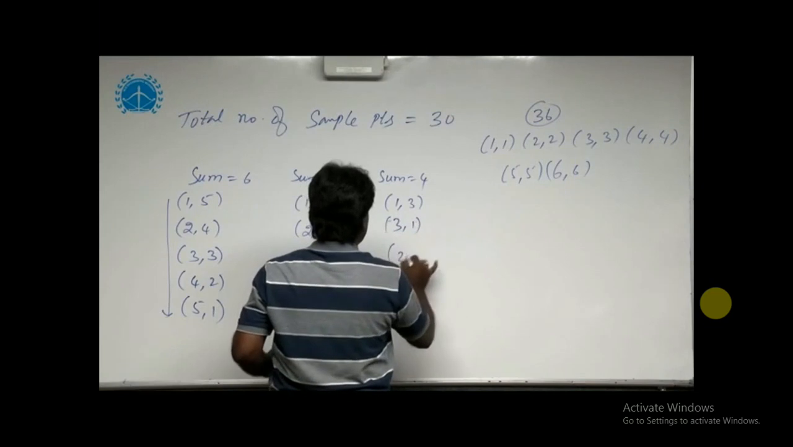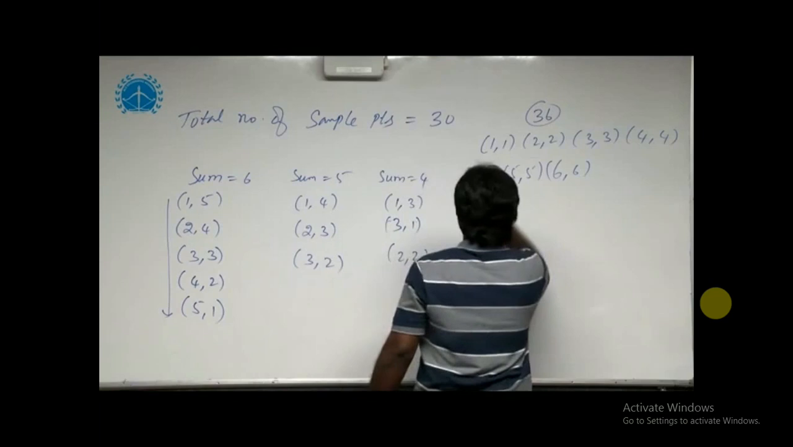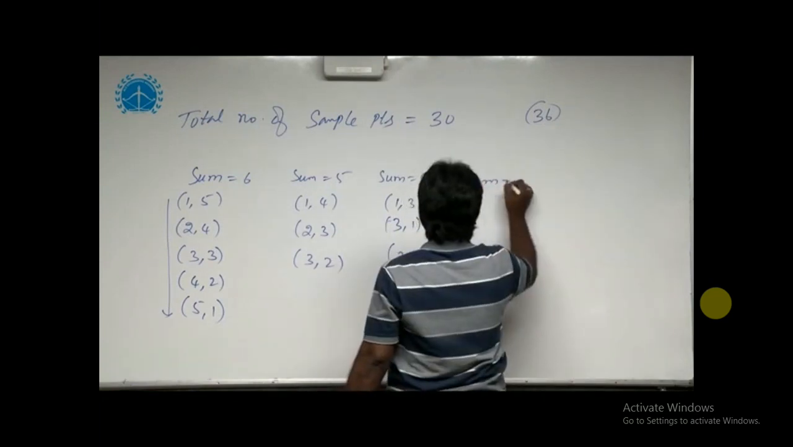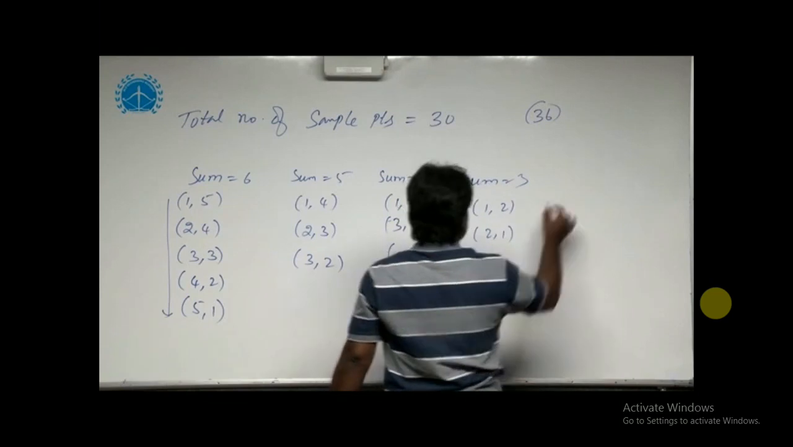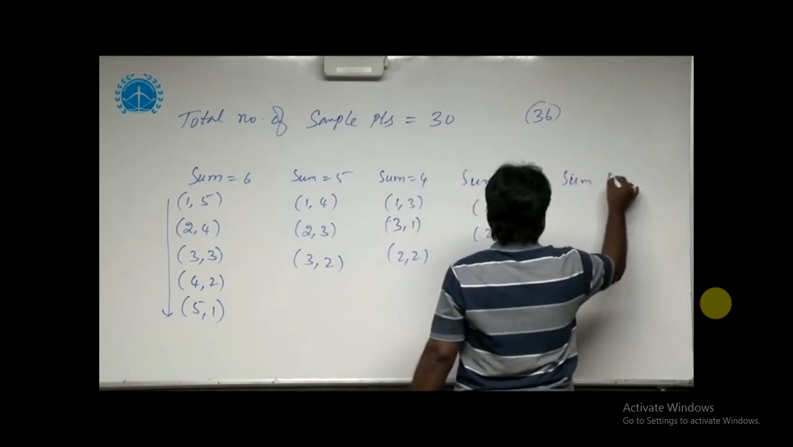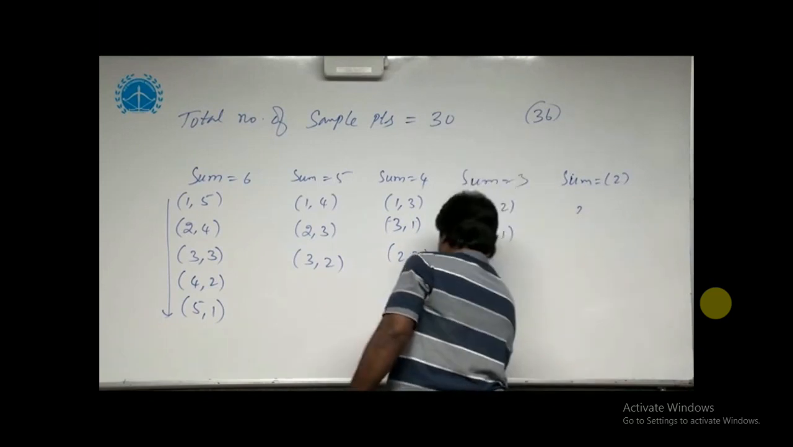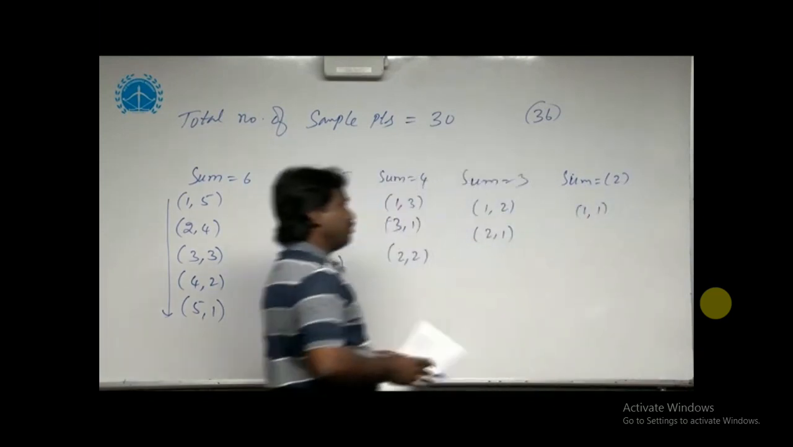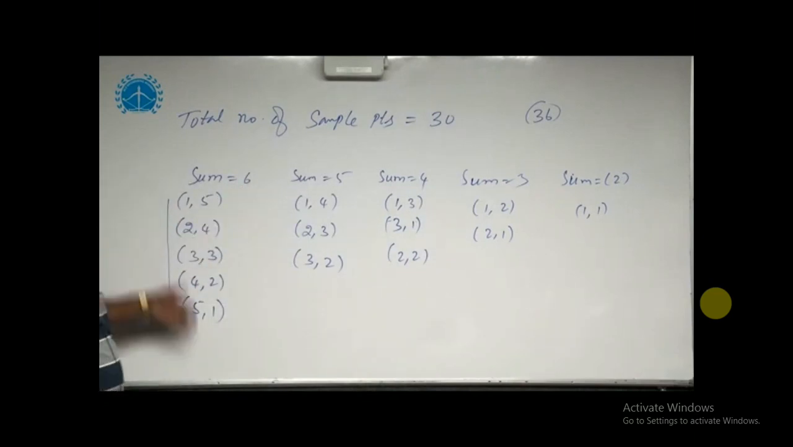and 2, 2. And sum is equal to 3: 1, 2, 2, 1. And sum is equal to 2, it is possible 1, 1. So to get the sum either 6, 5, 4, 3 or 2, we get these outputs.